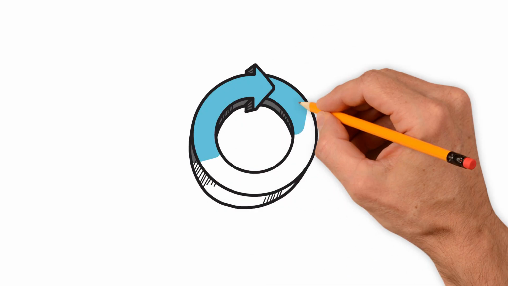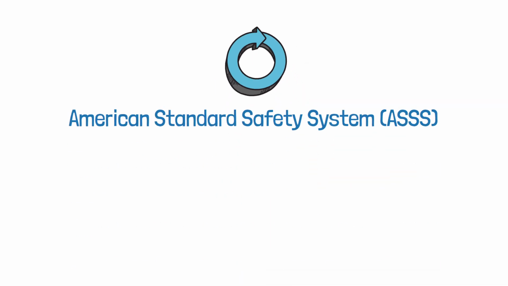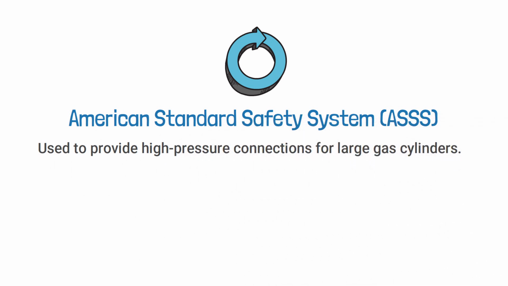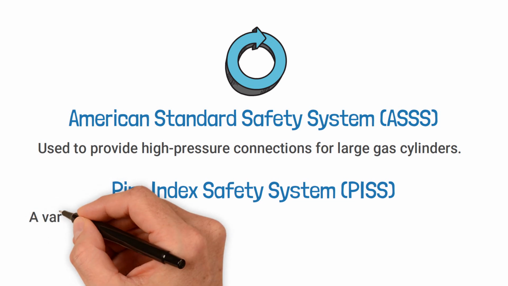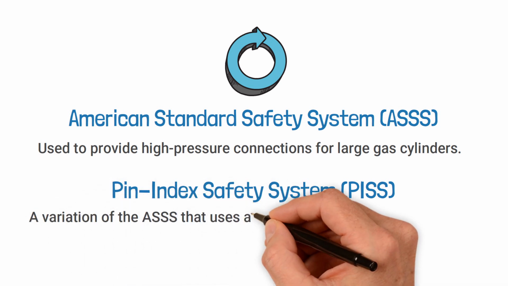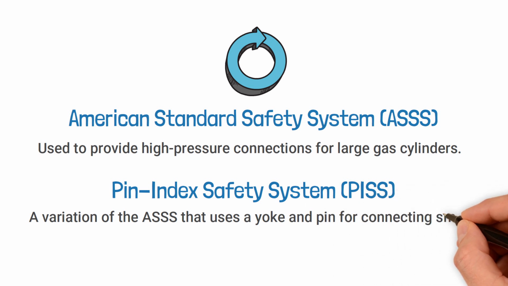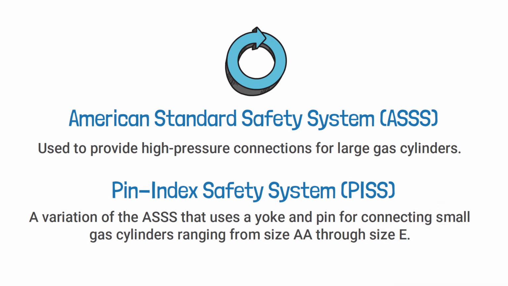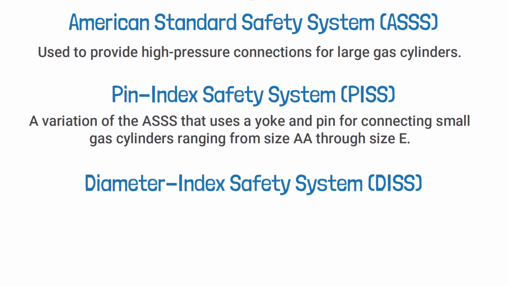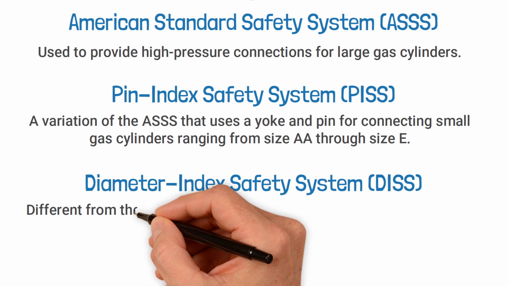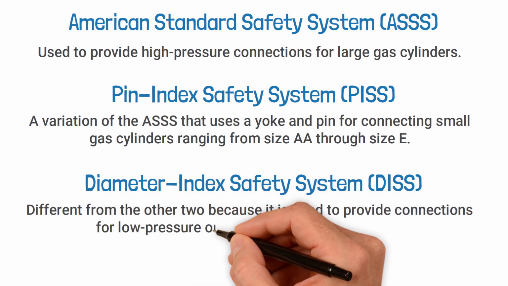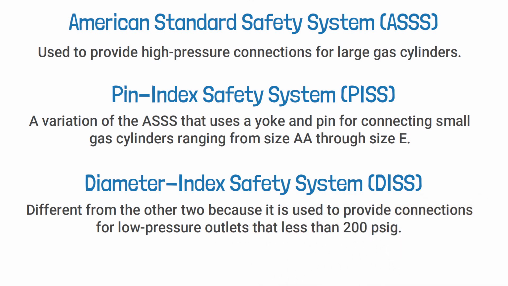Just to give a recap, the American Standard Safety System is used to provide high-pressure connections for large gas cylinders. The Pin Index Safety System is a variation of the ASSS that uses a yoke and pin for connecting small gas cylinders ranging from size AA through size E. And the Diameter Index Safety System is different from the other two because it is used to provide connections for low-pressure outlets that are less than 200.